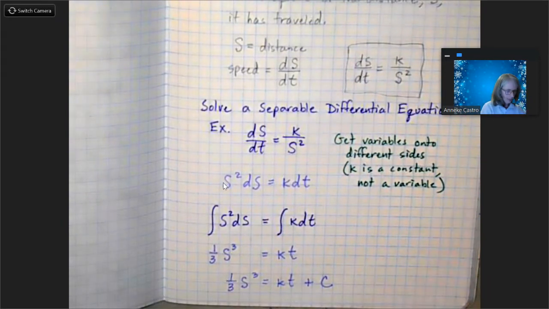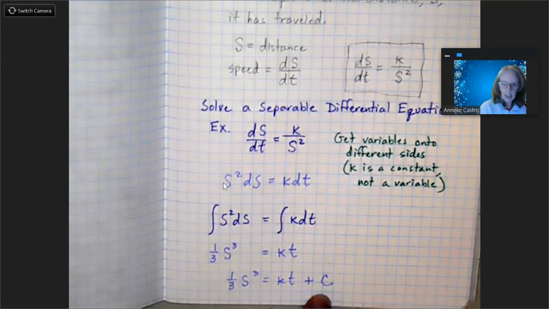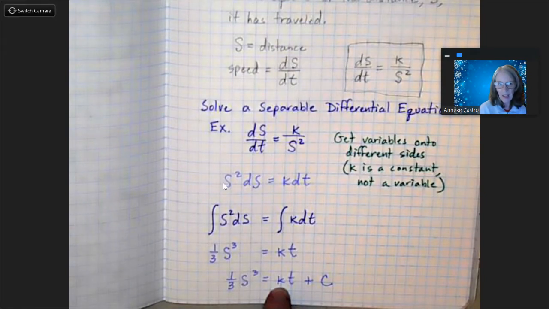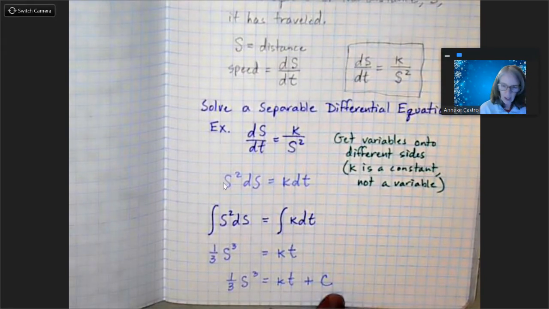Now, if we had been given a value that satisfies this equation, if we had been told there is an initial value, and they had given us the s and the t values for that, and for this one they'd have to give us the k value as well, then we could solve for the constant of integration.